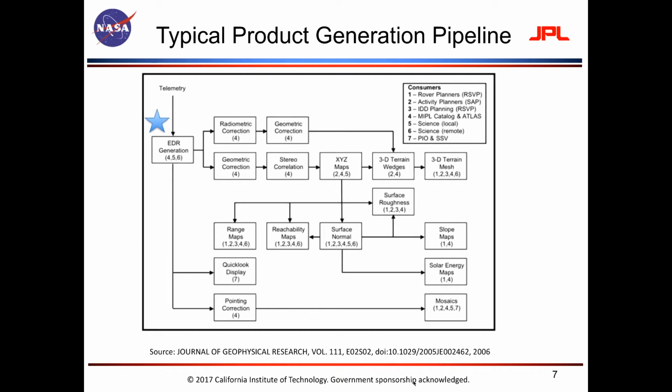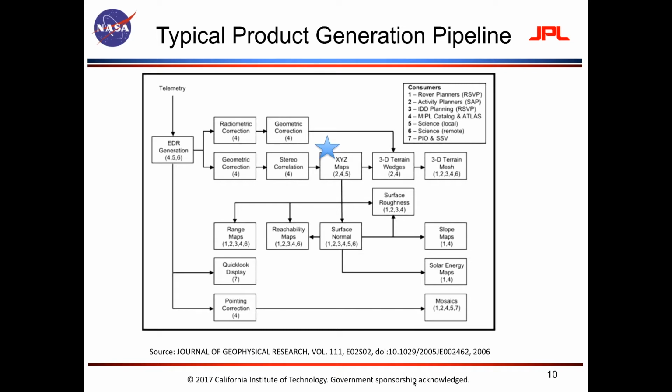Then we take that and we start processing it further. So we might create a radiometrically corrected version of that, a geometrically corrected version of that, and keep moving down the pipeline and producing different versions of data products. We might correlate some stereo data, which will give us the ability to do some 3D processing on the data. And finally, we will be able to produce some XYZ maps, which is 3D products based on this data.